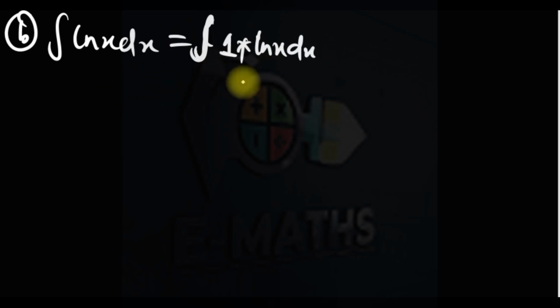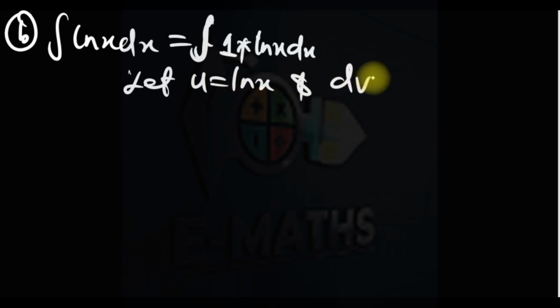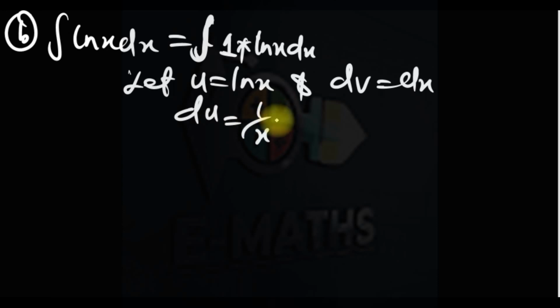So you see that then, let our u be ln x and our dv be 1 times dx, which is dx. So if you differentiate u, du over dx is now 1 over x, making du the subject of formula, du is now 1 over x dx. Why integral? If you integrate dv, the integral of dx is x.